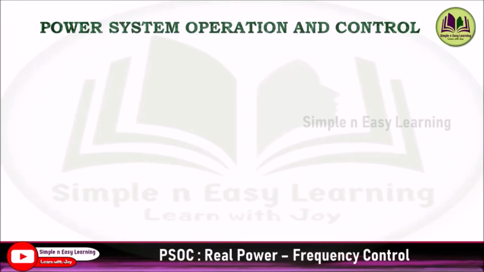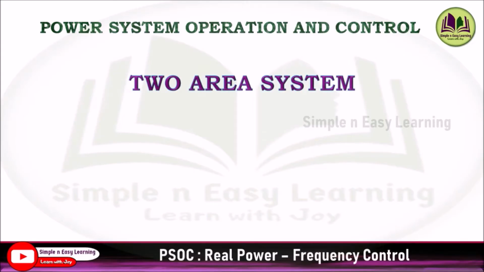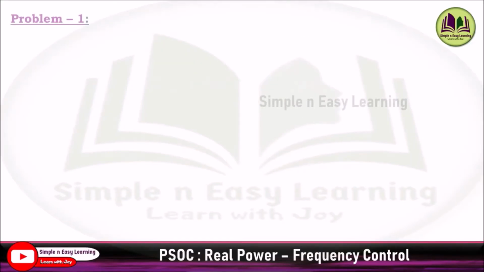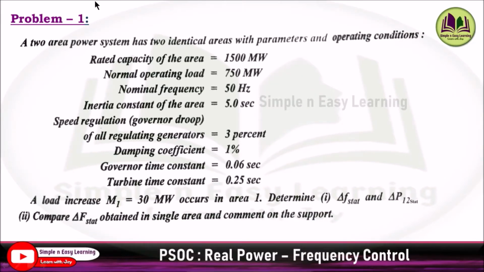Power system operation and control. Under real power frequency control, in the two area system, solved problem 1. A two area power system has two identical areas with the same parameters and operating conditions.